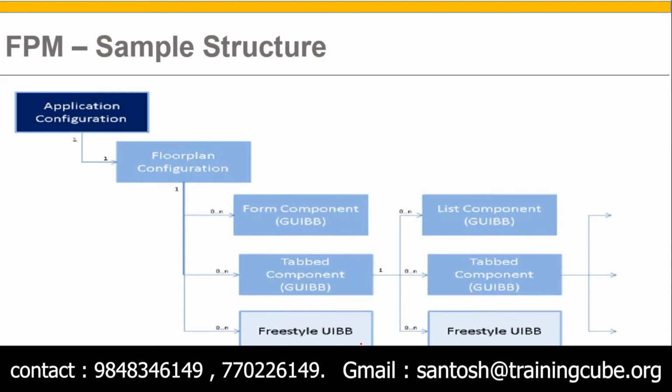Every application will have a configuration with a 1:1 relationship, and every configuration will have multiple UIBBs in it. Each UIBB can have one configuration. So this is 1:n.